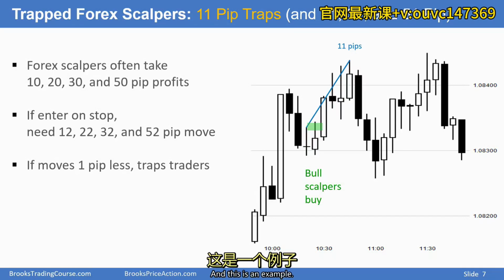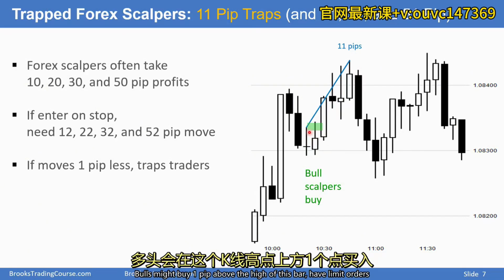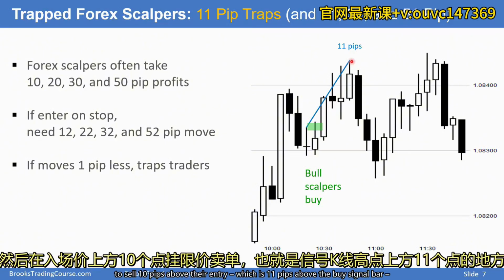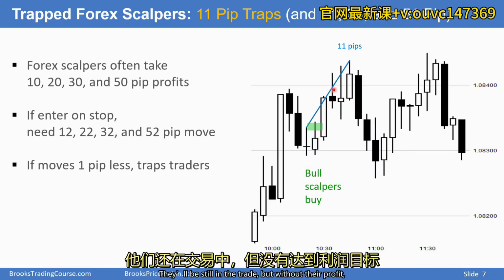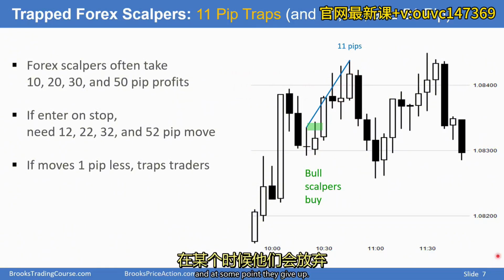This is an example. Bulls might buy 1 pip above the high of this bar, have limit orders to sell 10 pips above their entry, which is 11 pips above the buy signal bar. And then if it starts to drift down, these bull scalpers will be trapped. They'll be still in the trade, but without their profit. And at some point, they give up.